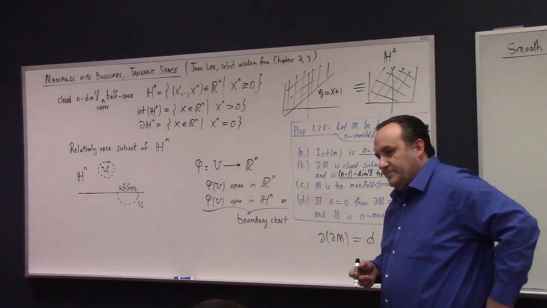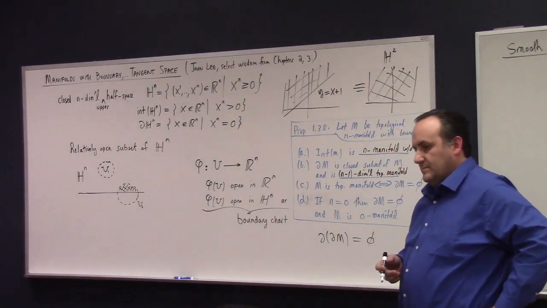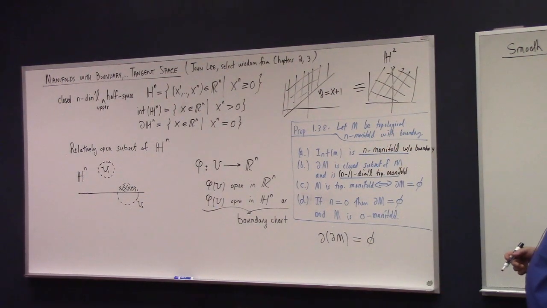Does that make the boundary a topological manifold? Yeah, the boundary of a manifold with boundary is itself a topological manifold. Yes, very good.